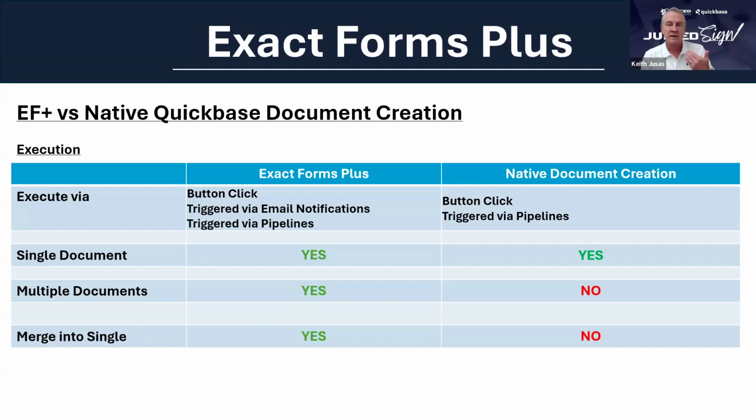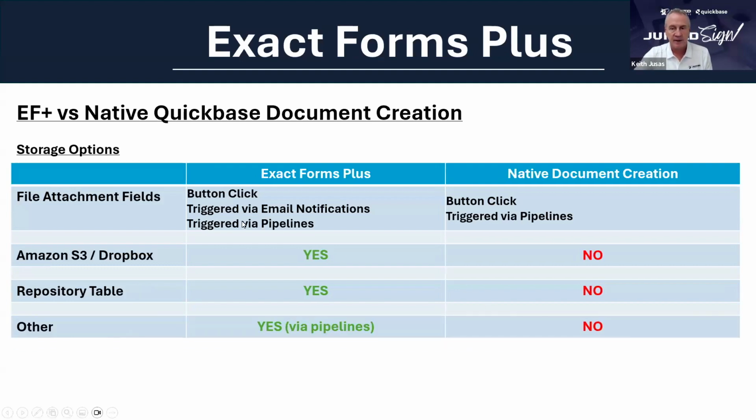So again, we want to try to talk about some of the things we can do easily without putting code in, because we want to keep to the mantra of no code or as low code as possible. So some of these things I'm going to talk about on the native document template side, with some advanced coding techniques, you probably can change the no's to yeses, but I have them as no's because we're trying to do it as no code as possible. Merging multiple documents into a single document, obviously Exact Forms Plus can do that. You can't do that on the native side.